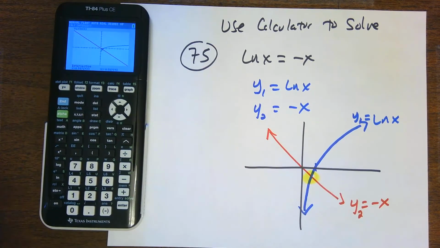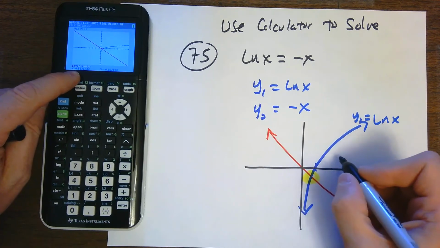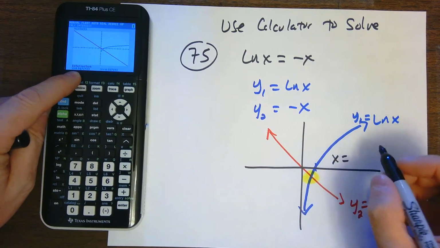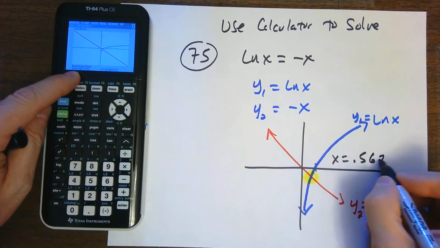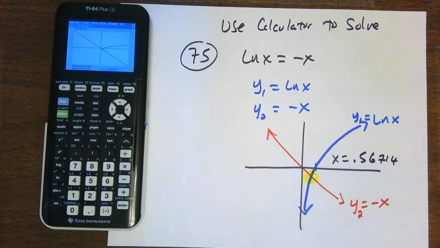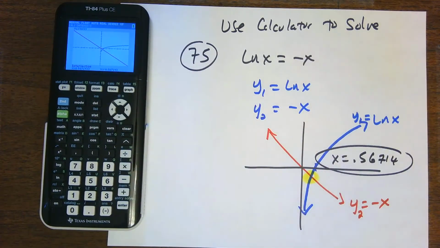Gosh, Casio users are laughing at us. Theirs is so much quicker. gsolve intersect, boom, it just jumps right there for you, doesn't it? TIs, you have to hit the first curve, second curve, and do all that other fancy schmancy stuff. So I get that x equals 0.56714, yada, yada, yada. There's the solution. I don't need the y value. I'm solving for x. So that's how we can do it graphically.